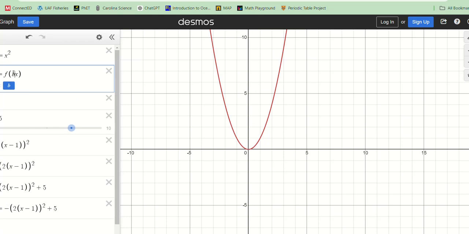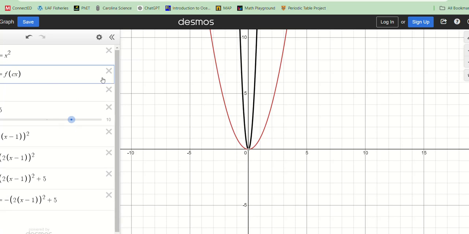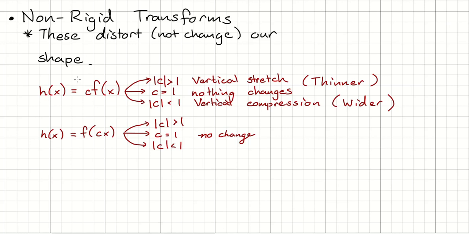How would you call that? Did we horizontally stretch or compress? We compressed, right? Now notice what's really weird about this. Before, vertically, C is less than 1 makes it compress. Horizontally, however, C is greater than 1 makes it compress. There's a weird little change here that has always bugged me. Can I just say horiz? Good, that's what I'm going to say. Compression.